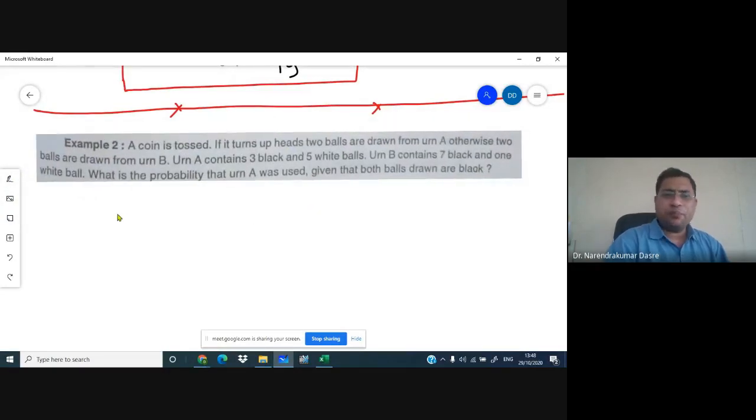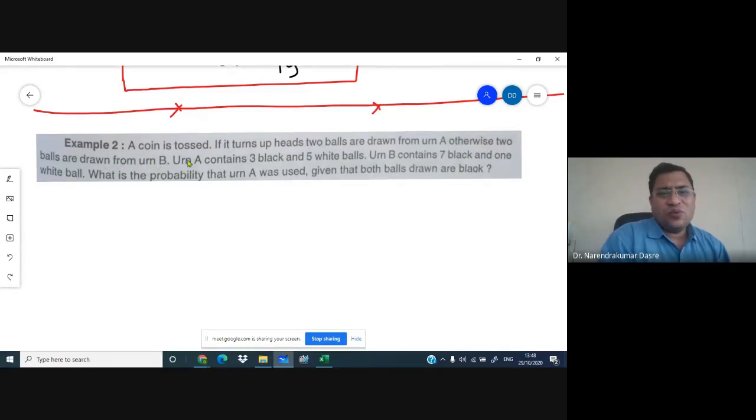See here. Okay, so we have a coin is tossed. Now this coin is a fair coin or a true coin. When it is not mentioned, obviously we have to consider it is a true coin. So a true coin is tossed, if it turns up head, two balls are drawn from urn A. Otherwise, two balls are drawn from urn B.